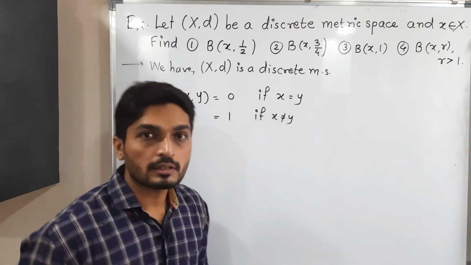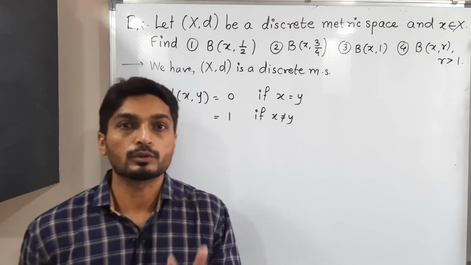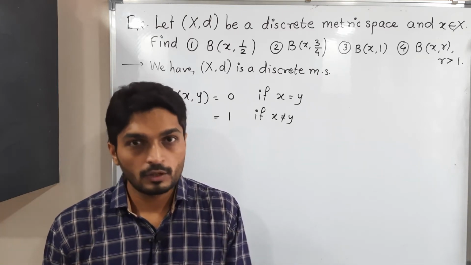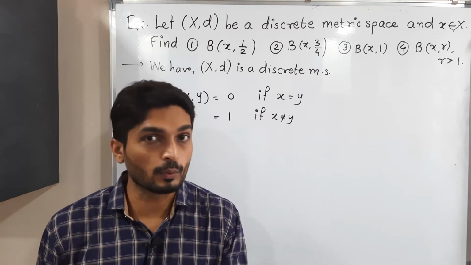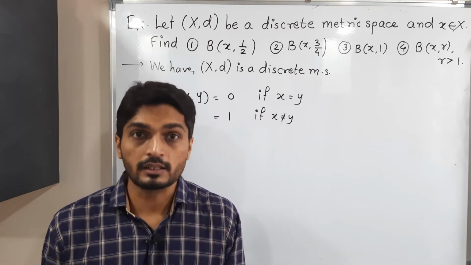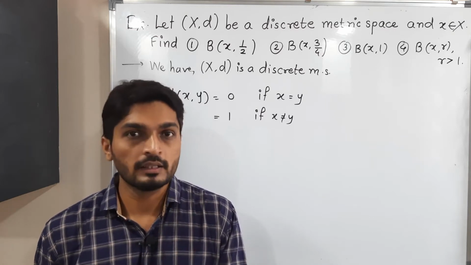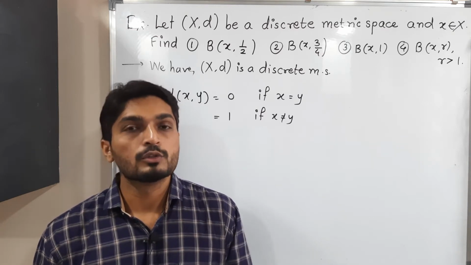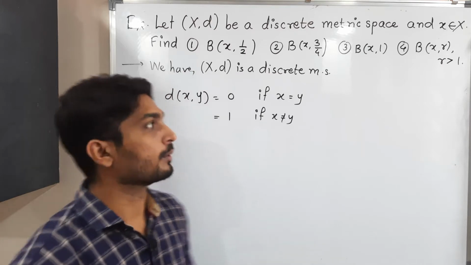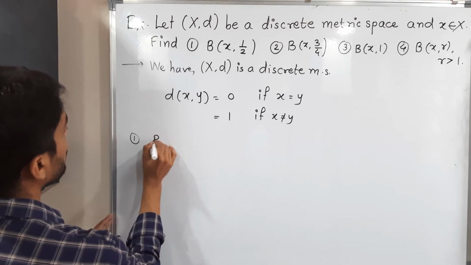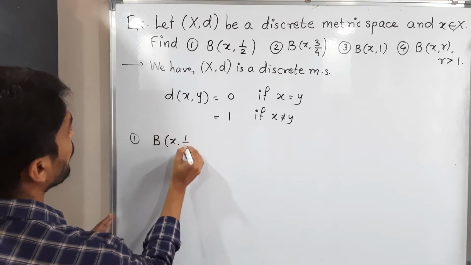So that means in a discrete metric, there are only two distances, either 0 or 1. If given points are the same, the distance between them is 0, and if given points are distinct, the distance between them is 1. So only two possibilities are there, either 0 or 1. Okay, so let us start to find the first open ball. So what we have, B(x, 1/2).